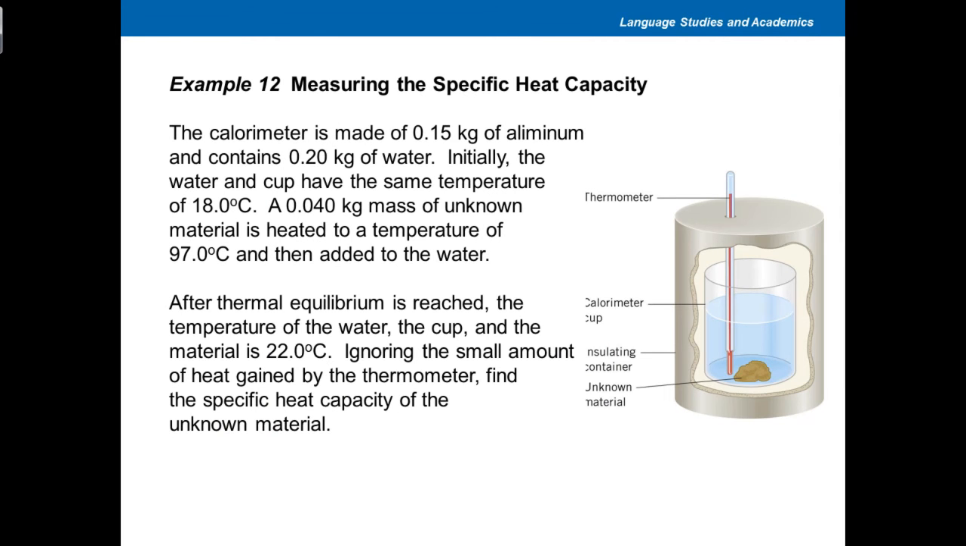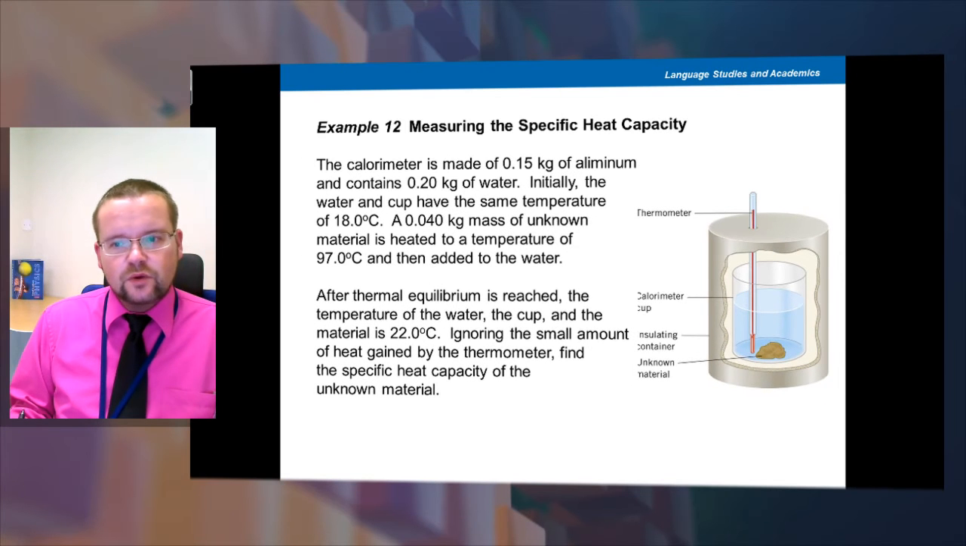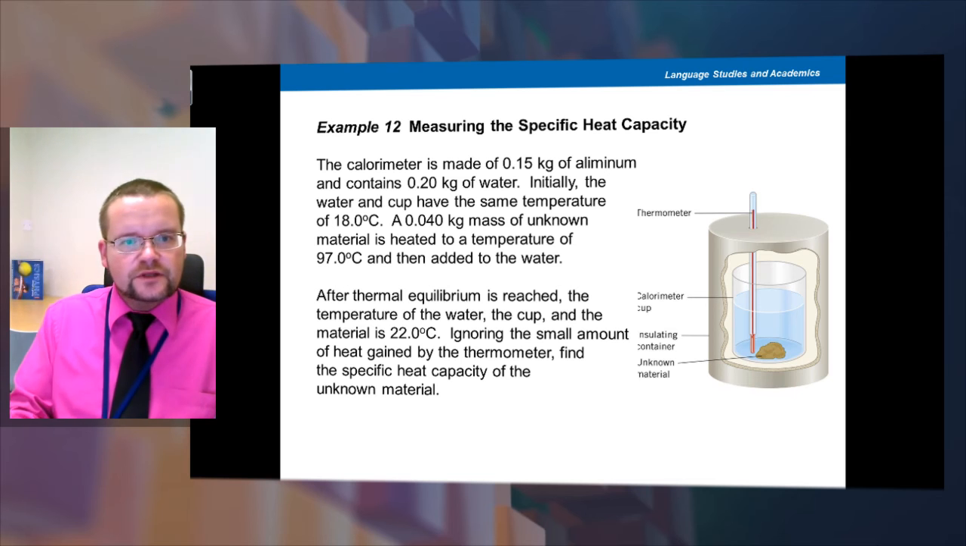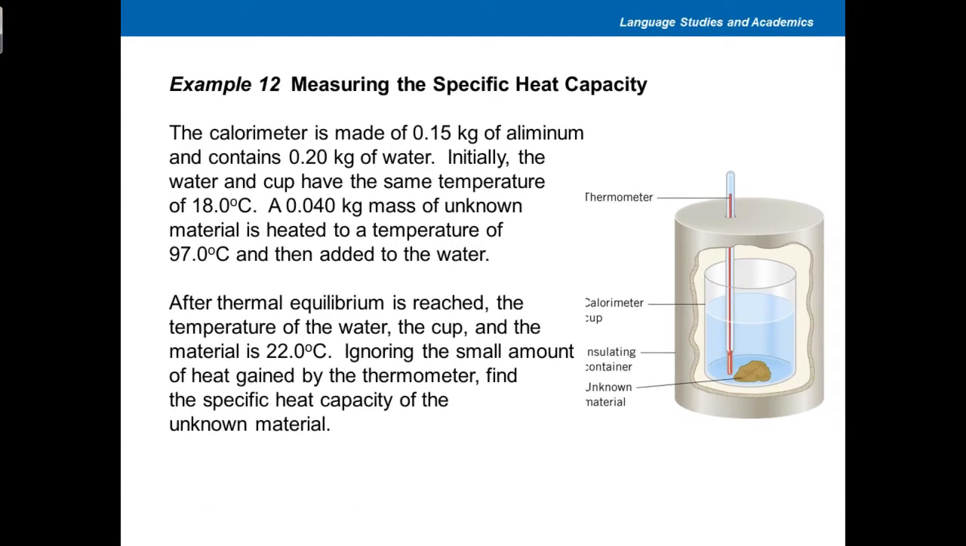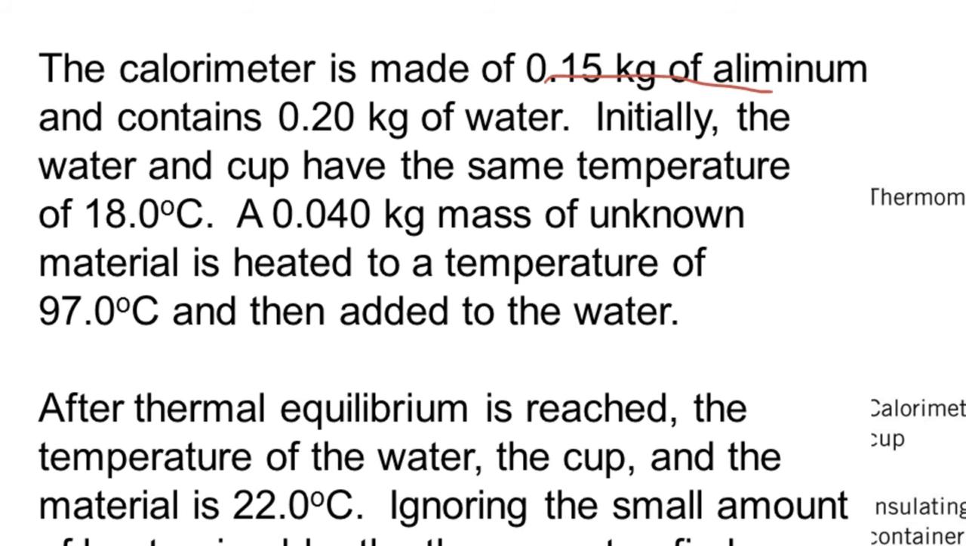Let's take a look at a calorimetry problem. It's a little lengthy, but in essence we have a substance added to water and the aluminum can itself. The calorimeter is made of 0.15 kilograms of aluminum and contains 0.2 kilograms of water. These will be what gains energy, the aluminum and the water. They have an initial temperature of 18, and then we have 0.04 kilograms of an unknown material with an initial temperature of 97 degrees Celsius, and we add it to the calorimeter.